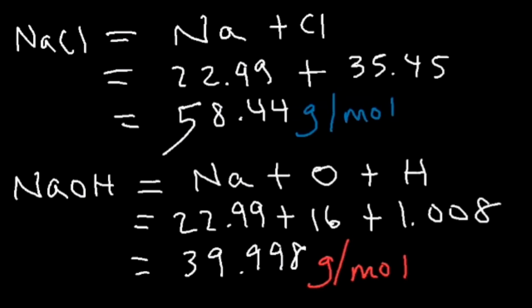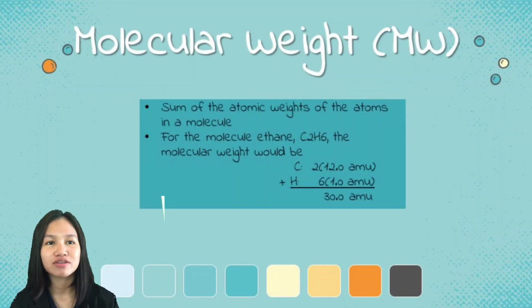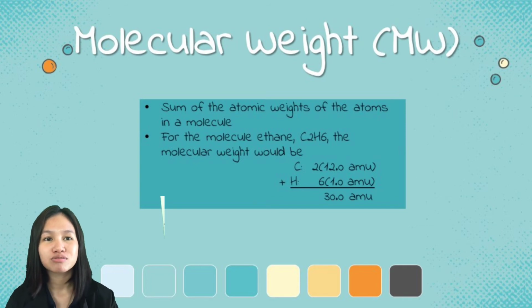So that's the formula weight for sodium chloride and sodium hydroxide, which is the same as molecular weight, or MW, the sum of the atomic weights of the atoms in a molecule. For the molecule ethane, C2H6, the molecular weight would be C2 times 12.0 AMU plus H6 times 1.0 AMU equals 30.0 AMU.